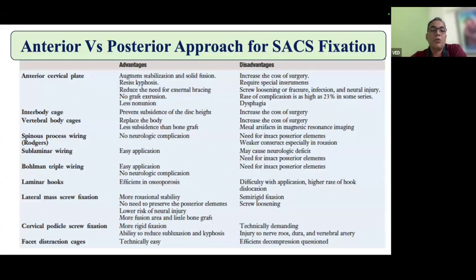The advantage is more rotational stability. There is no need to preserve the posterior elements because we are putting lateral mass screws, and pedicle screws provide rigid fixation. It provides the ability to reduce subluxation and kyphosis. The disadvantages: they are semi-rigid fixation, and there is a risk of screw loosening. It is technically demanding, especially if you are putting a pedicle screw in C7, with risk of injury to the nerve root, dura, and vertebral artery. Efficient decompression is questionable in the case of facet distraction cages.